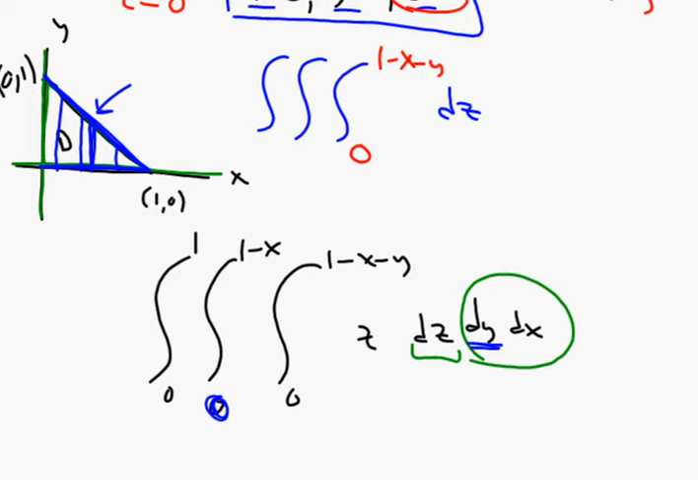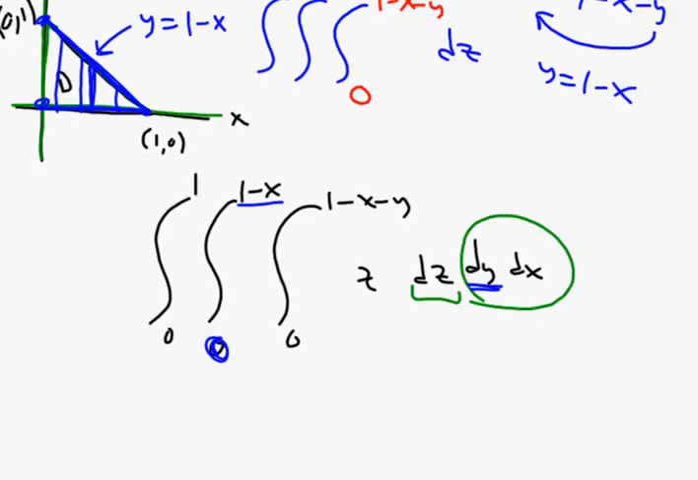Here you are. You've got a line whose y-intercept is 1, so it's y equals 1. And its slope is negative 1, so it's going to be minus x. So that's where this limit of integration comes from. Okay? And then lastly, x varies from 0 to 1. So this last set of limits here are just constants. All right?